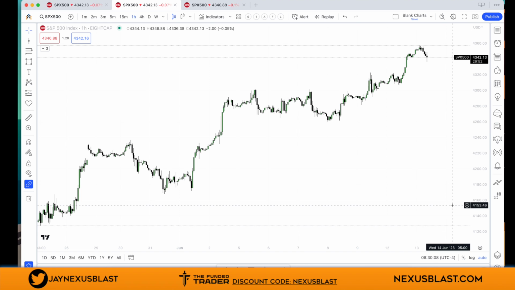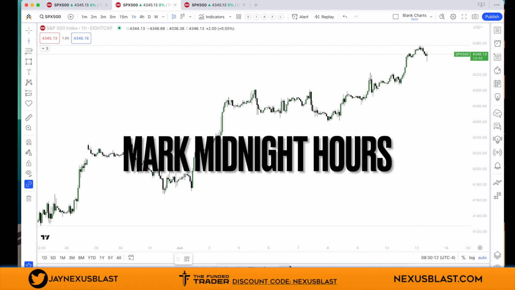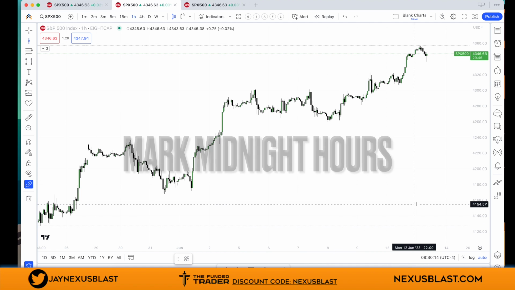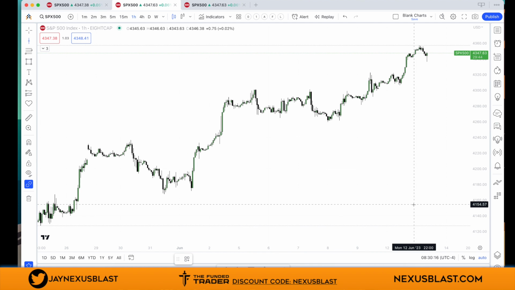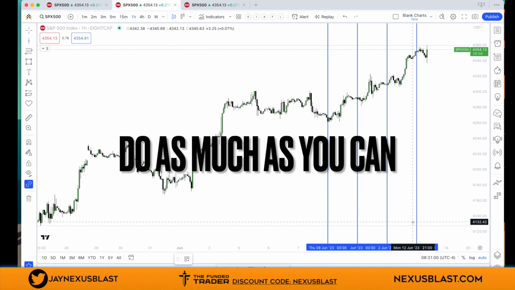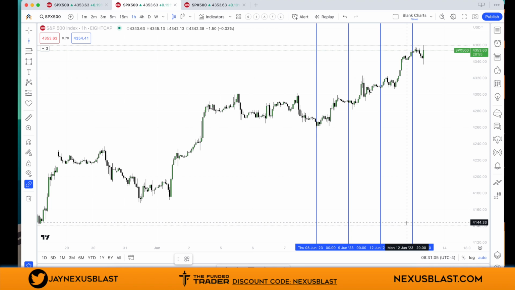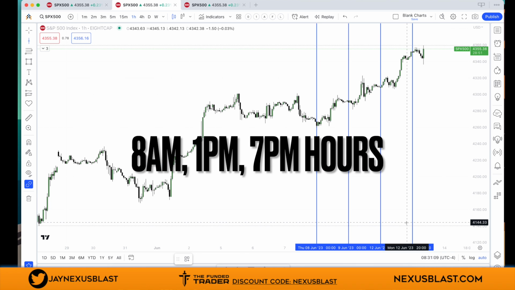The first thing you're going to want to do is to take your vertical line marker, put it in blue, and start marking the midnight hour New York time. Now, I'm only showing this example on a few days back and today, but I encourage you to go back as far as possible. Then you're going to change the color of your line to gray, and you're going to mark out the 8 a.m., 1 p.m., and 7 p.m. hours.